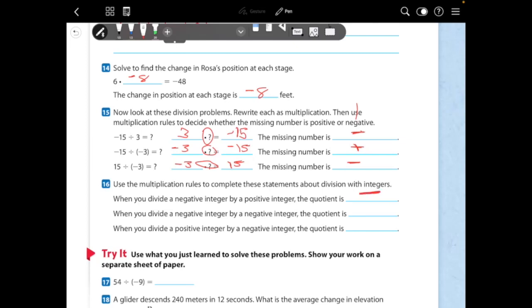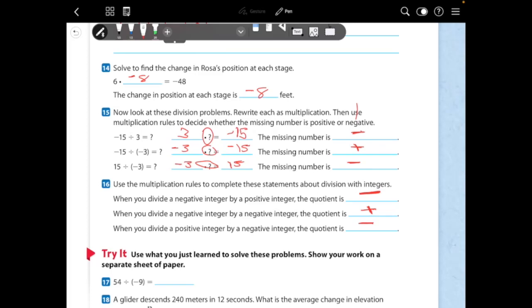Now when you divide a negative integer by a negative integer, that's the same thing as when you multiply a negative integer by a negative integer, or if something bad happened to somebody bad, that would be good. Now when you divide a positive integer by a negative integer, the quotient is negative.